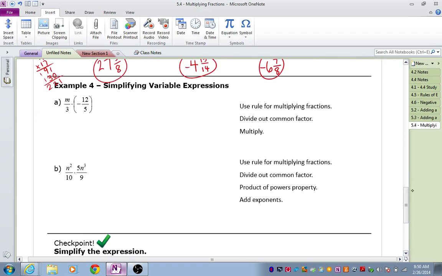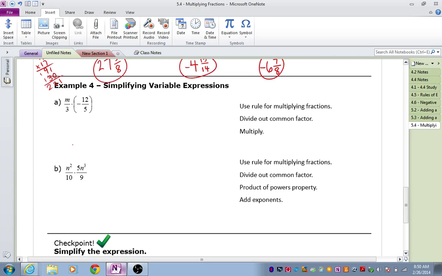Okay, let's throw some variables in there. Example 4, simplifying variable expressions. Okay, our steps are going to be the same. We're going to see if we can divide out any common factors. We're going to multiply our numerators, multiply our denominators. However, we might need to use some exponent rules.